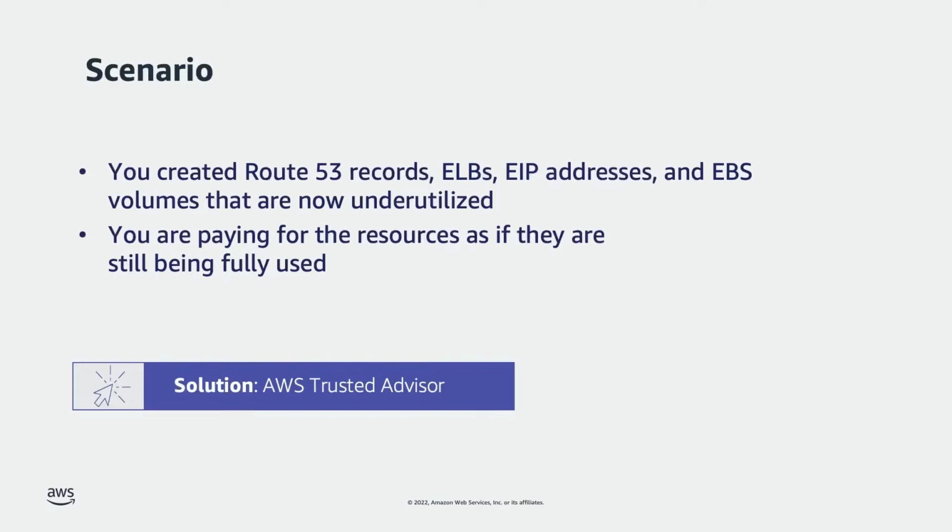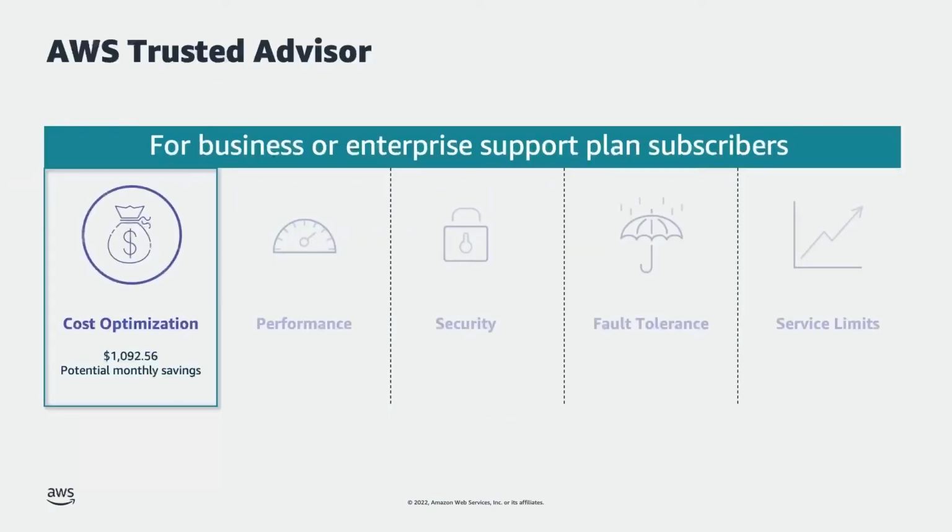AWS Trusted Advisor is a service available to all customers and provides additional functionality to customers who subscribe to either business or enterprise support plans. It inspects your AWS environment and makes recommendations amongst other for cost optimization. You can identify underutilized Route 53 records, idle elastic load balancers, unassociated elastic IP addresses, and unattached or idle EBS volumes that you may be able to eliminate. It's important to note that most of the checks run against a 7 to 14 day historical usage.